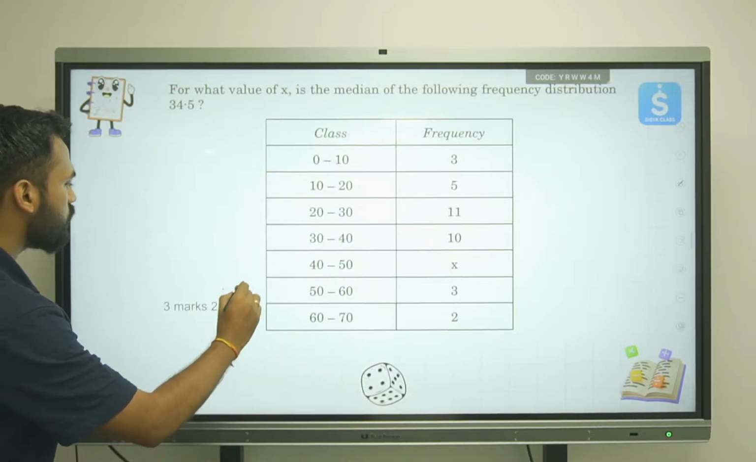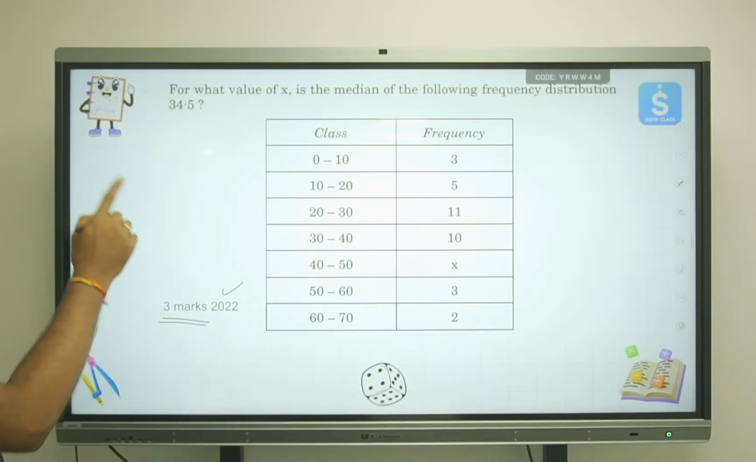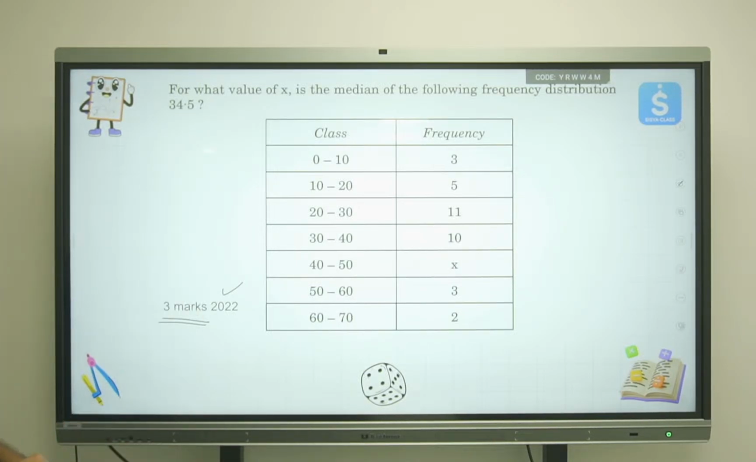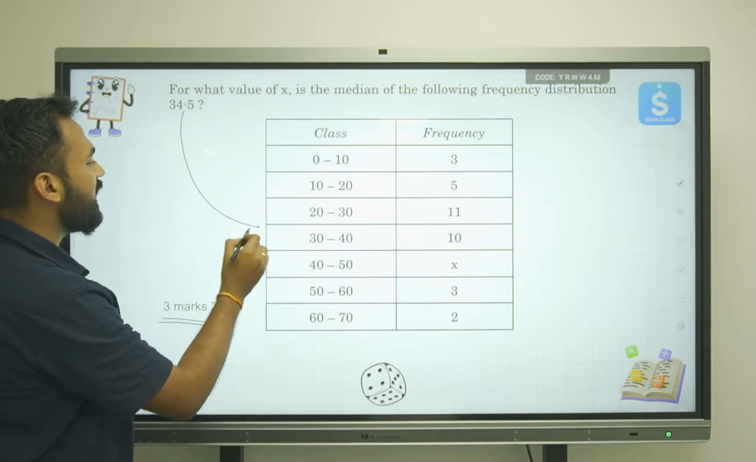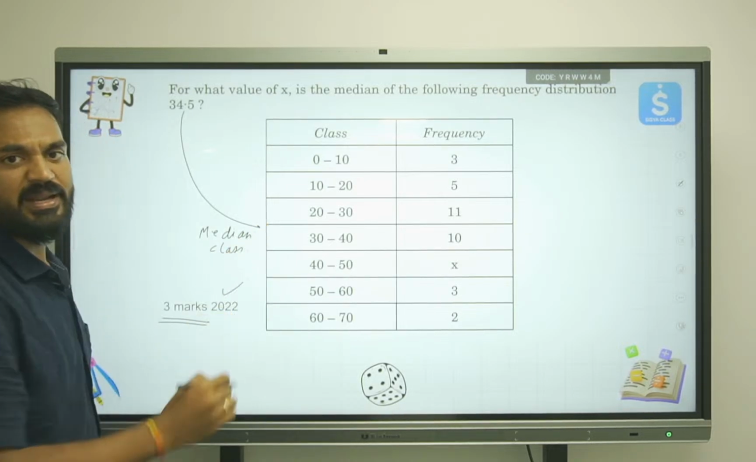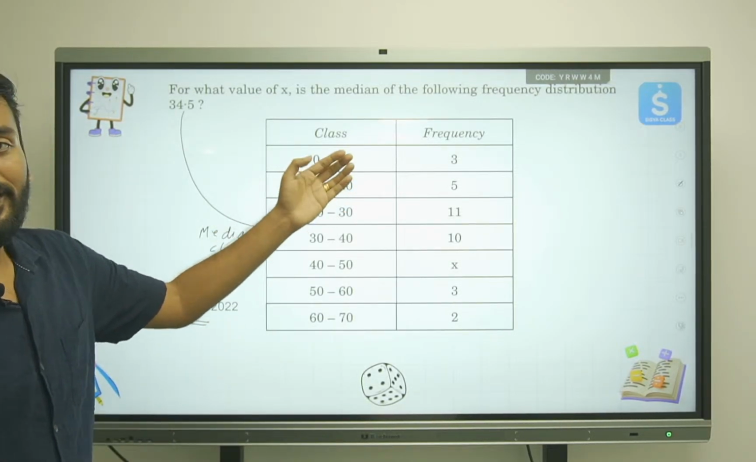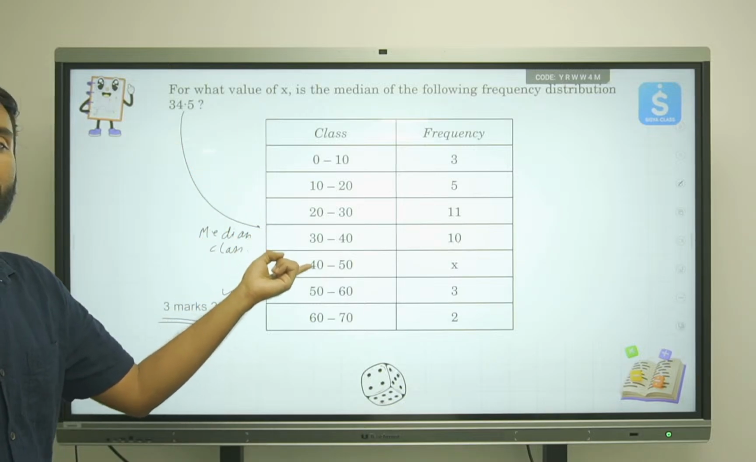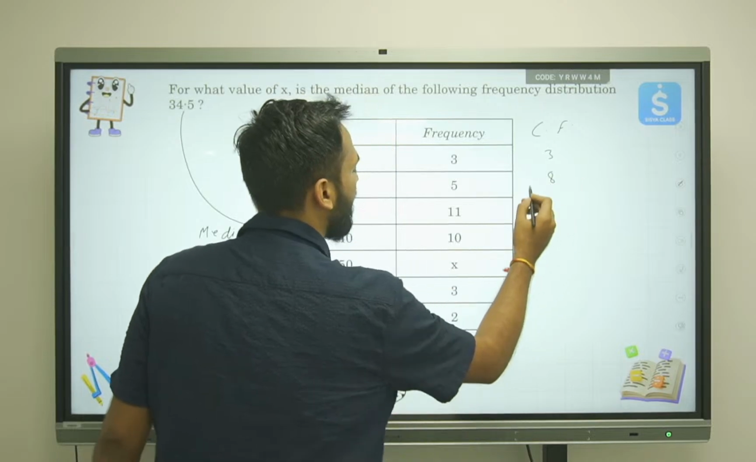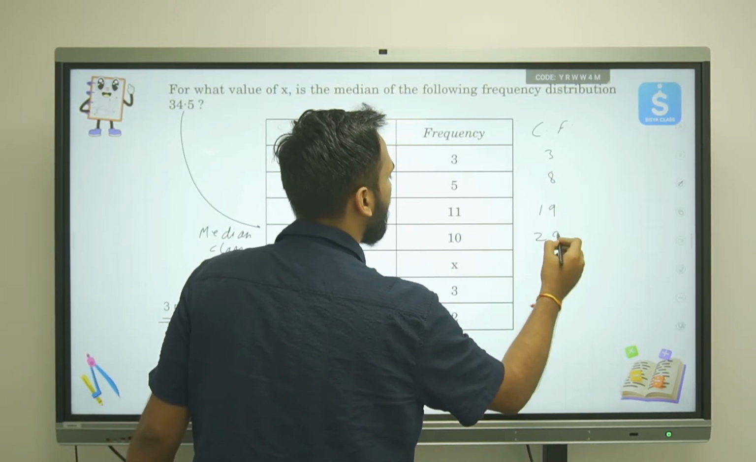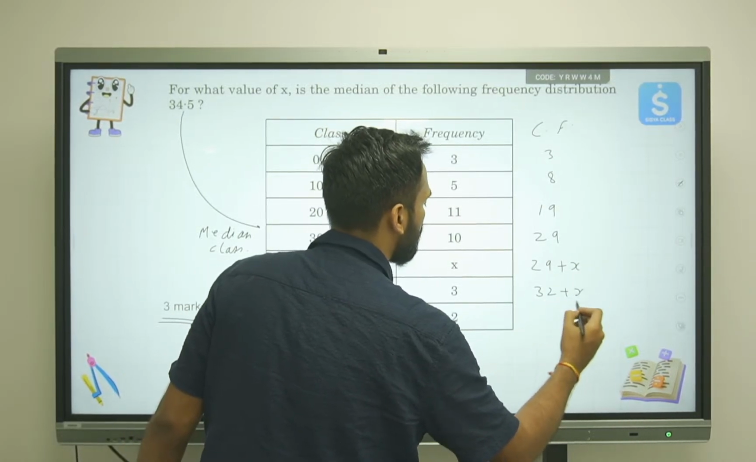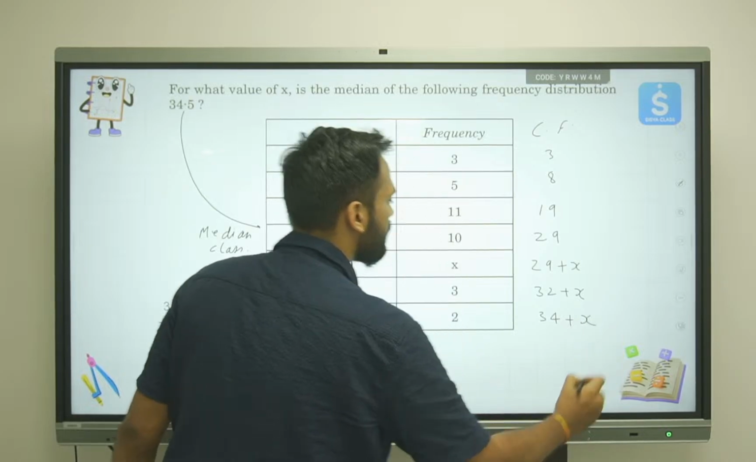This question was asked in 2022 for 3 marks. For what value of x is the median of the following frequency distribution 34.5? So median is 34.5, which means the median class is 30 to 40. This is the median class. Clear? Now median class, we know we need to find out the cumulative frequency in order to find out the median. So let me draw the cumulative frequency part over here. 3 plus 5, 8, 8 plus 11, 19, 19 plus 10, 29, 29 plus x, 29 plus 3, 32 plus x, 32 plus 2, 34 plus x.